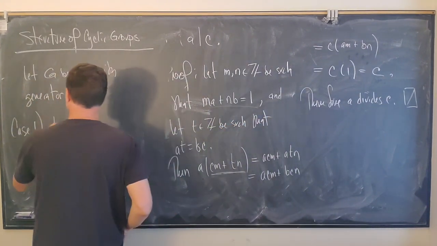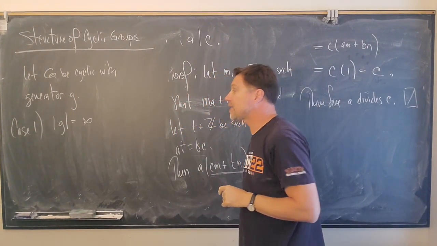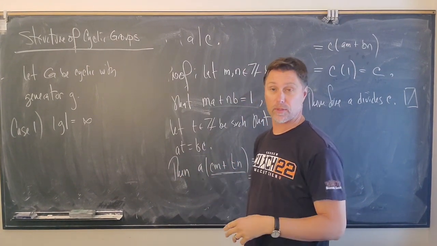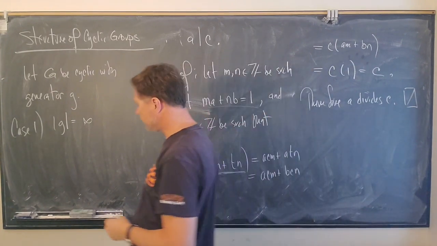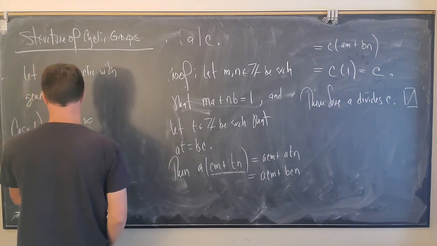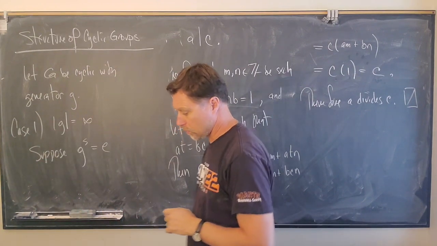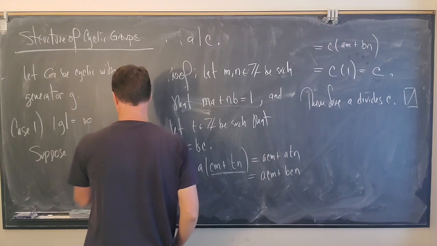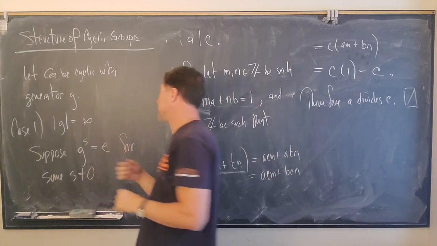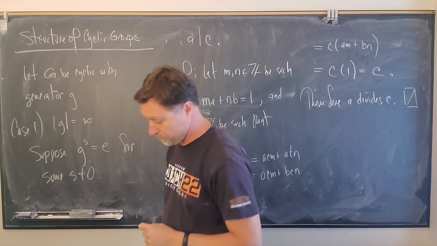So case one, let's look at the situation where the order of our generator is infinite. So what does that mean then? It means that the cyclic subgroup generated by g has an infinite number of elements, right? So in this case, suppose that g raised to some power s is equal to the identity, for some s not equal to 0. Of course, g to the 0 is equal to the identity. So suppose that we have some non-zero power of g equal to the identity.